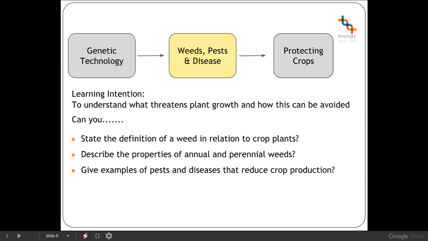That we have various pests and diseases that reduce crop production, for example nematode worms, slugs and snails, and herbivorous insects such as aphids or caterpillars. That specific diseases such as potato fungus may affect our crops and result in them no longer being able to be sold as a result of them being blemished or infected.